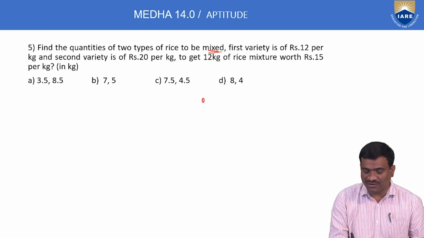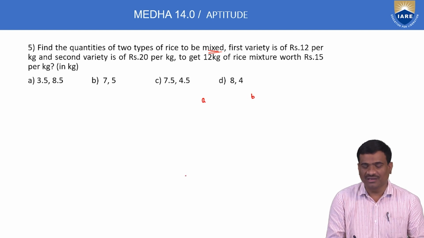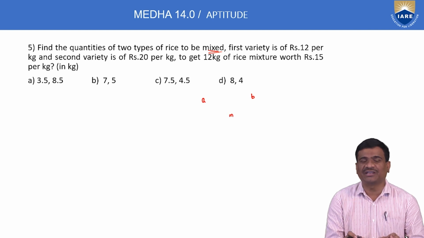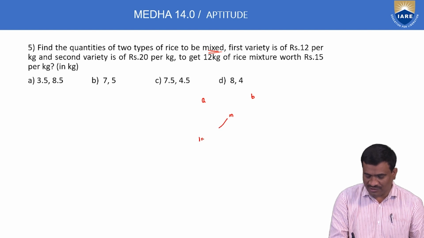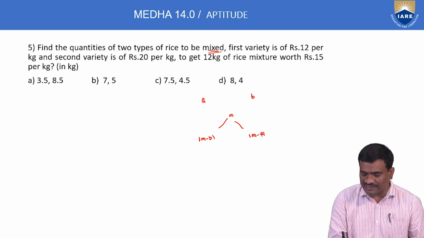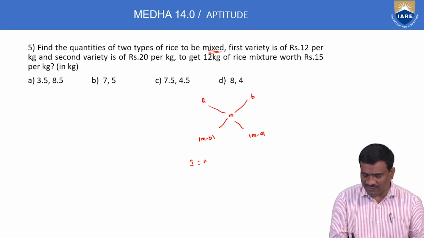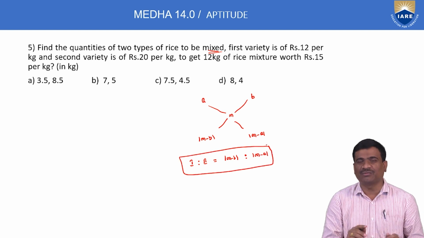Here is the concept. First one, type 1 variety A. Next, type 2 variety B. Next, type 1 plus type 2 is equal to mixed variety of A and B. Then the method: modulus of A minus B, next modulus of A minus A. Type 1 is to type 2 is equal to modulus of A minus B is to modulus of A minus A. This is the method.